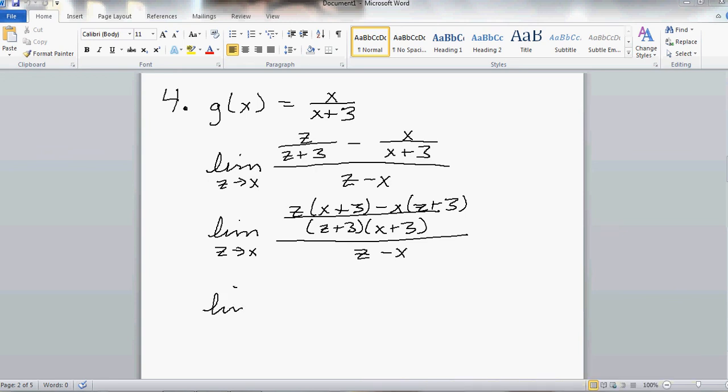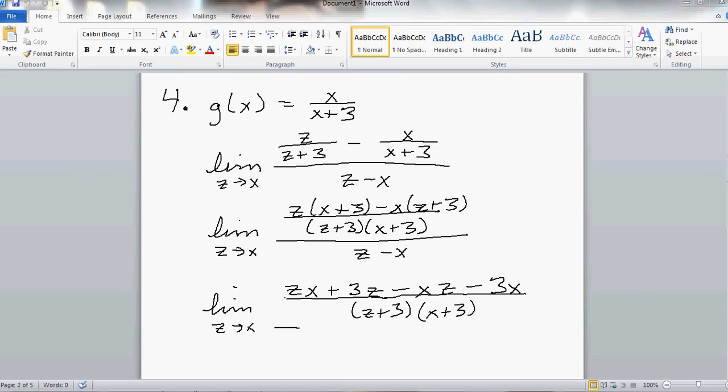The limit as z approaches x of, okay, this becomes zx plus 3z minus xz minus 3x. And for some reason my computer's freezing up at inopportune times. And then this is still z plus 3 times x plus 3, still all over z minus x.